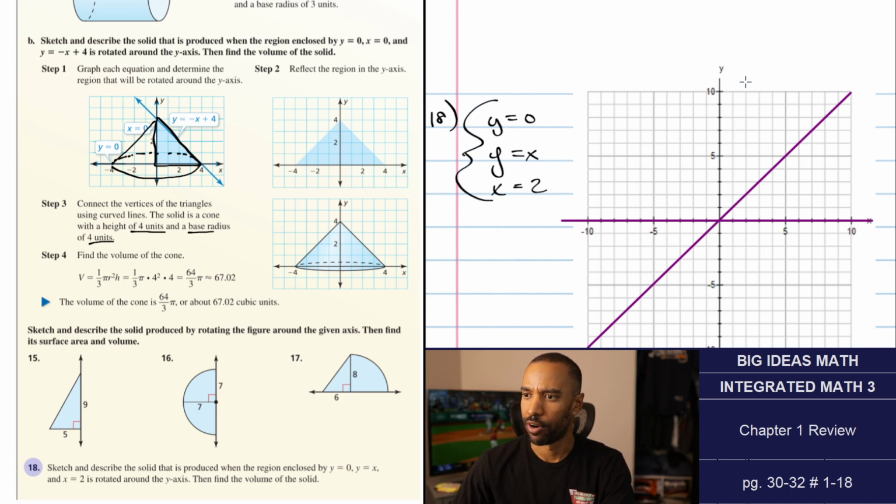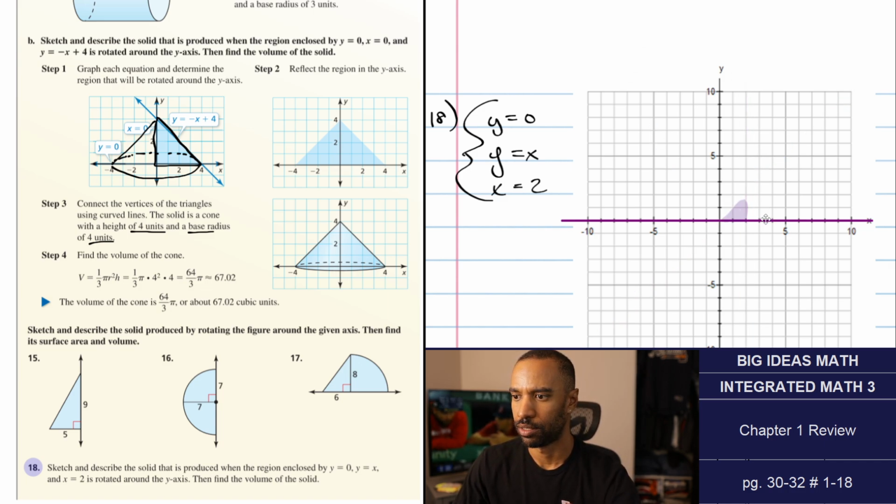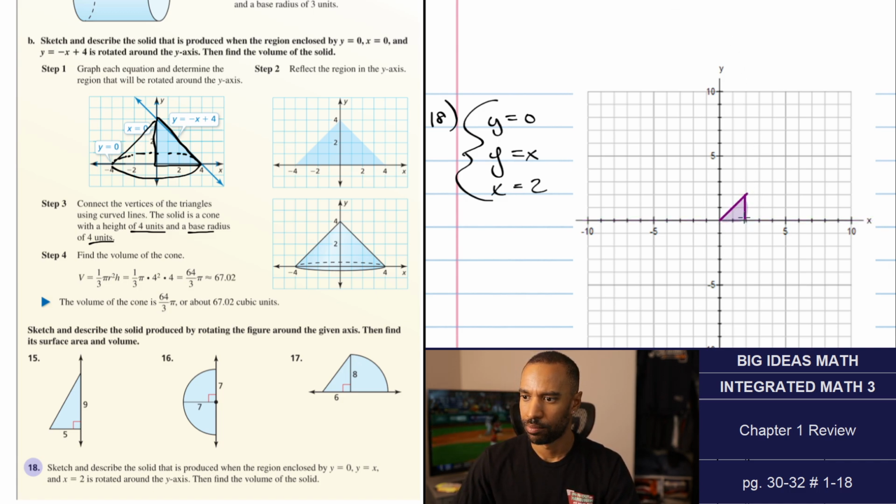So x equals 2 is this vertical line, like that. So the region that we're talking about that's bound by these three is right here, this guy right in there. I'm going to get rid of the lines in a moment once we understand the bound region, and then I'll redraw this as just a single triangle. Okay, so we're talking about just this guy right here.